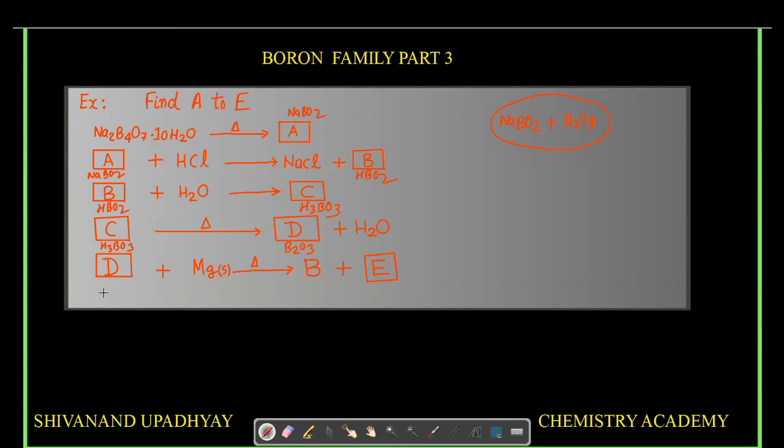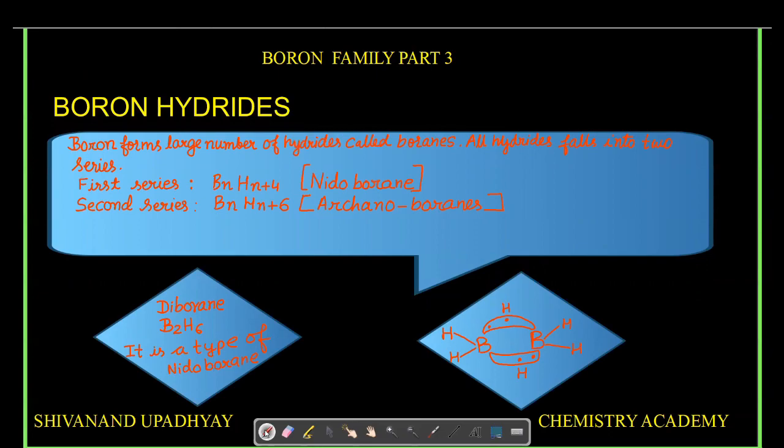Now this B2O3, when treated with magnesium, this is a redox reaction. There is formation of boron, which they have mentioned, and this magnesium will combine with oxygen to form magnesium oxide. So these are the compounds. A is sodium metaborate, then B is HBO2, then C is boric acid, D is boron sesquioxide, and E is magnesium oxide. Now we are going to discuss diborane.